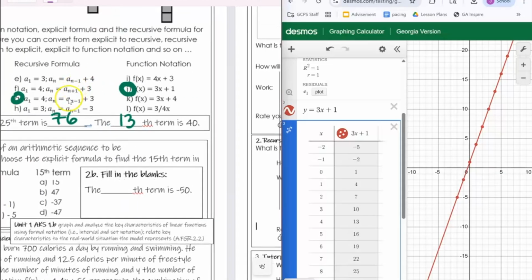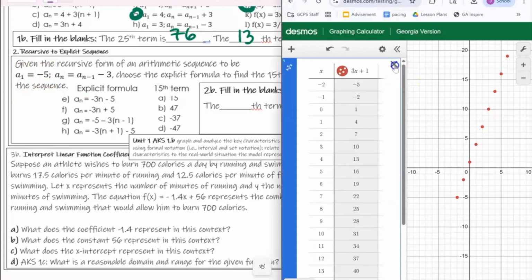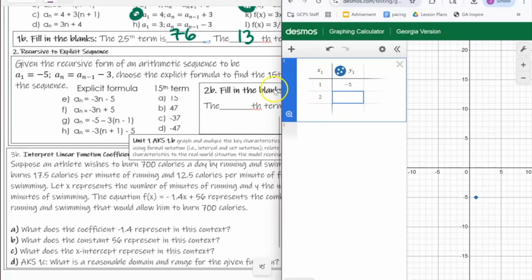All right, so let's look at our question. Given the recursive arithmetic sequence, A1 is -5. So again, that is the first term. I'm going to go ahead and clear my calculator. So here's my table. My first term is -5. I need to know what my second term is so that it can give me some kind of linear regression, so I can write the explicit formula. So how do I find that? Well, I need the common difference so I can know what the next term is.